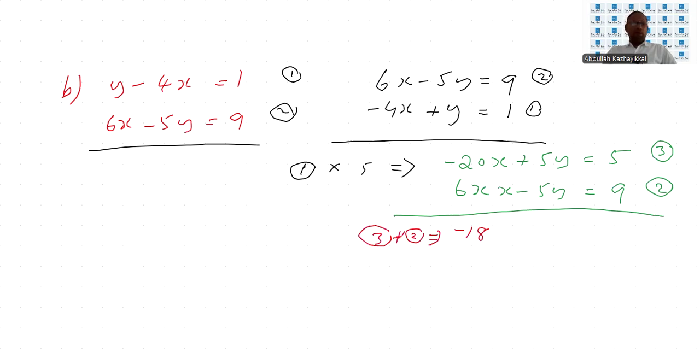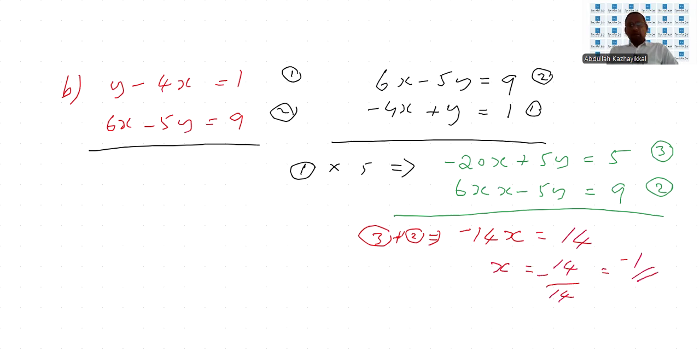This is minus 14, because whenever you add two numbers of different signs, find the difference and put the sign of the bigger number. So here, 20 minus 6 is 14, and the sign of the bigger number 20 is minus, so minus 14x is equal to, what is plus 5 minus 5? 0. Now, that is equal to 14, since 5 plus 9 is 14. Now we got x is equal to 14 divided by minus 14, minus 1 is the answer.